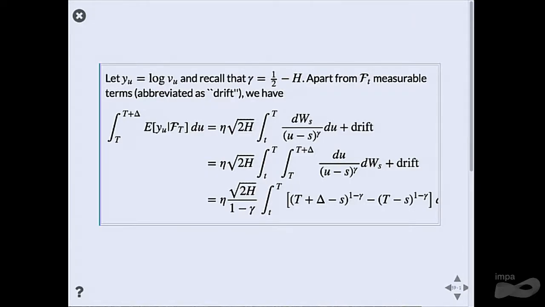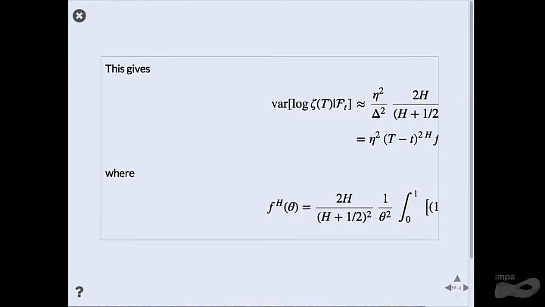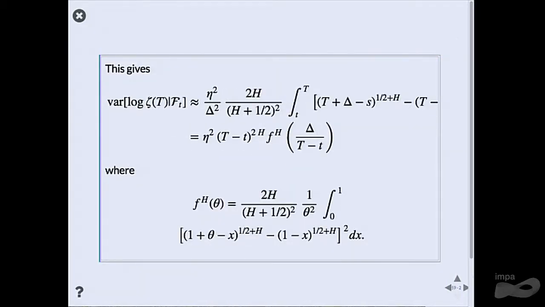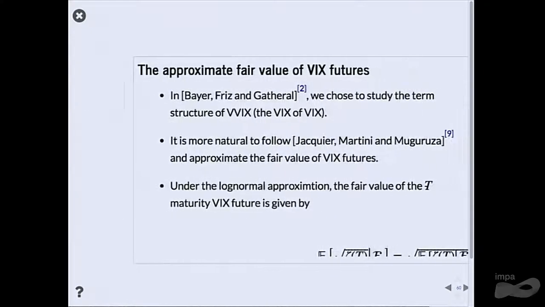So this is the expression for the variance. You can see it's a simple integral to compute numerically. You can even compute it in closed form. You get some kind of hypergeometric function, but that's obviously pointless. It's slower to call the hypergeometric function than it is just to integrate this numerically. And so here's the final result. We can get the adjustment using this formula. The variance of the log of VIX is given by this expression, where F is that function that's easy to compute.